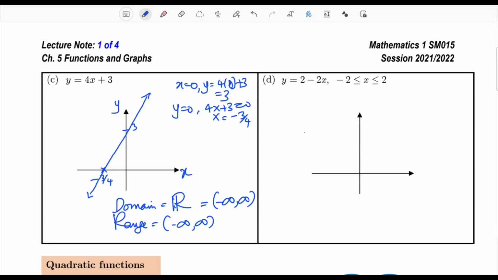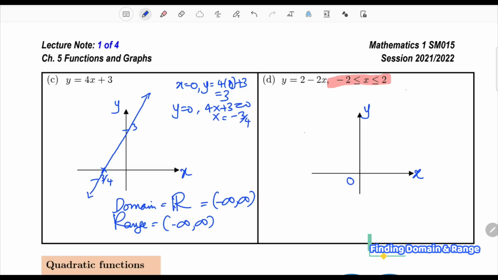Right, for part D, we have restricted values of x here. So x will be in between -2 and 2 only. Let's prepare the axes: label the x-axis, the y-axis, and the origin.